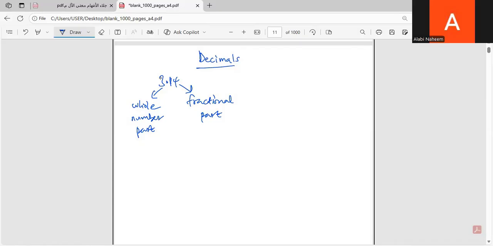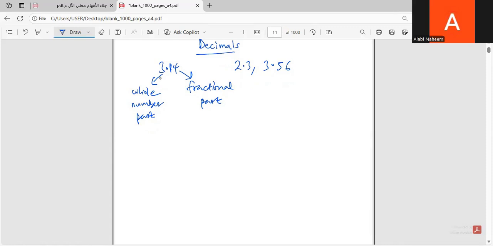So you can have a decimal like 2.3, 3.56 and the like. But that's a decimal in simple terms. And then there are different types of decimals. We have the terminating decimals. Terminating decimals are those decimals that have an end. So they end in a number.